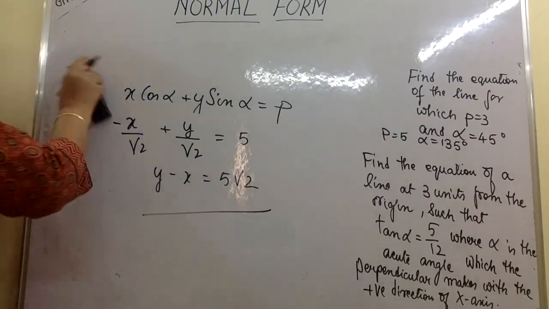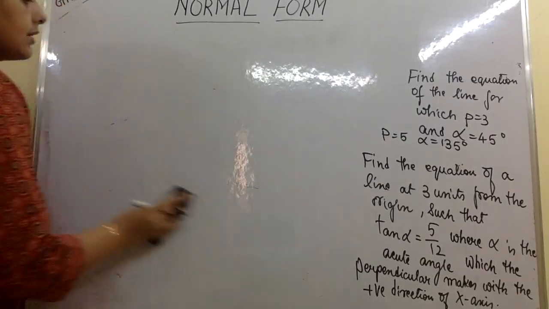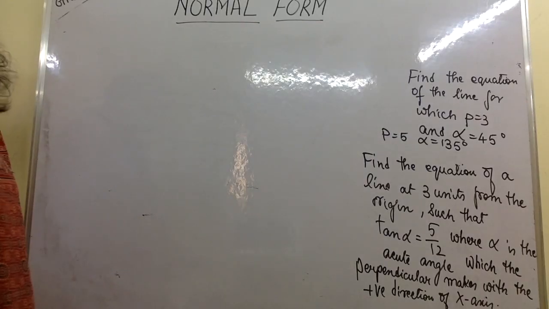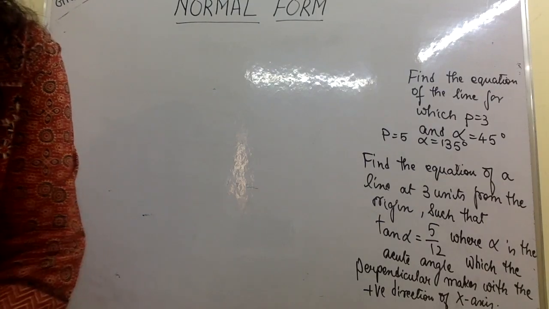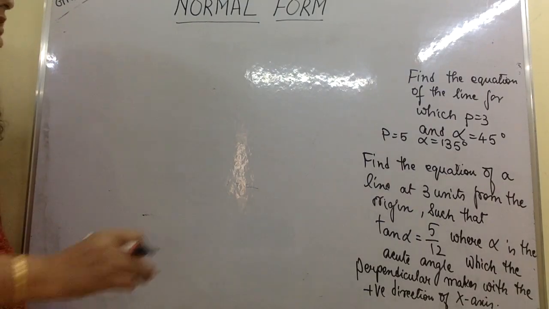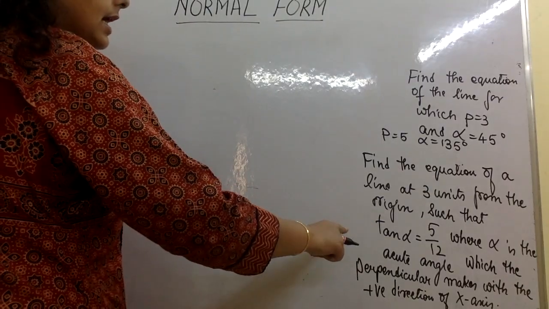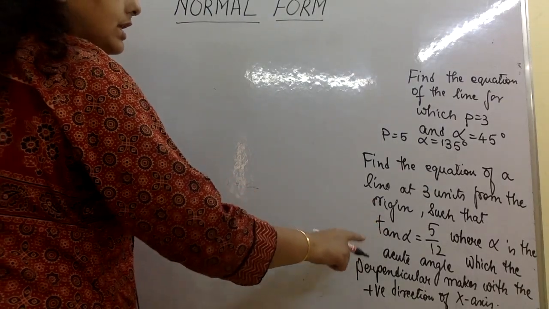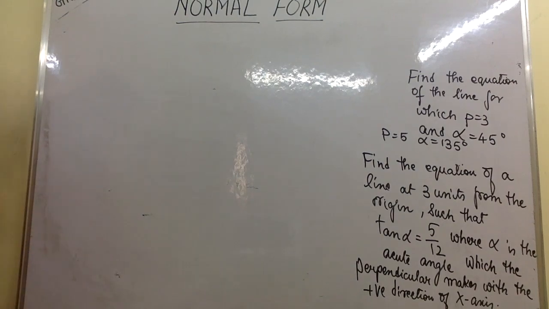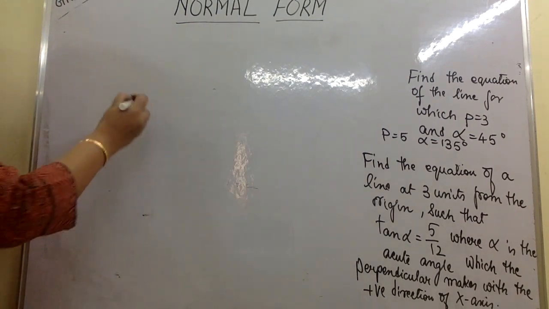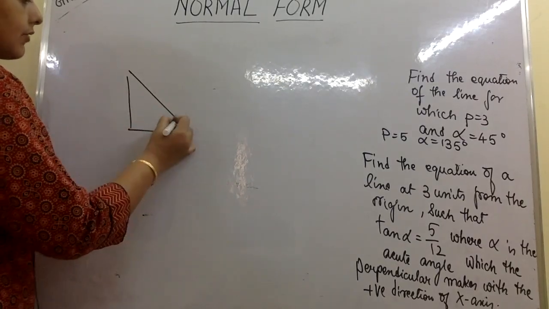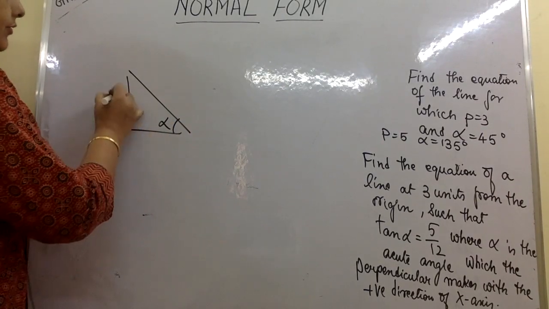So let us now see the next question. Find the equation of the line at 3 units from the origin. Now this is what you have to understand, that the distance from the origin is 3 units, such that tan alpha is 5 by 12, alpha is the acute angle. So here instead of giving us alpha, they have given us tan alpha. So the moment they give us tan alpha, then 5, 12.